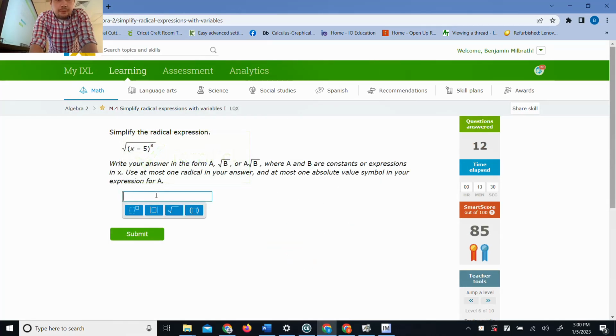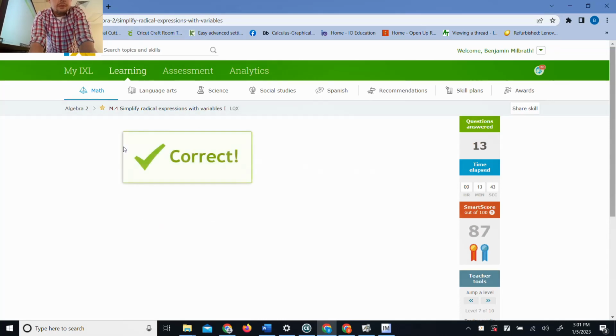Terrific, Milbrath. Square root of (x minus 5) to the 8th. I'm just going to type that one down. Hopefully you agree with me. You're thinking the understood 2. 8 divided by 2 is 4. Correct.